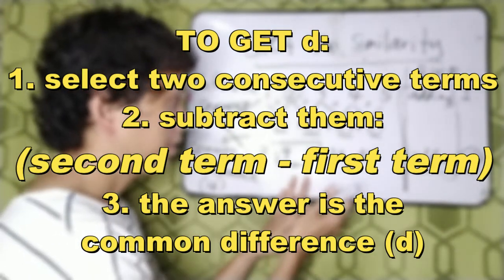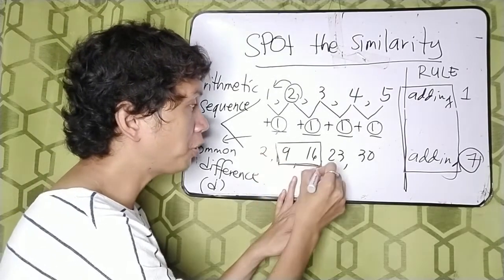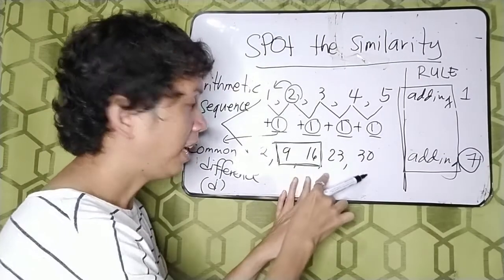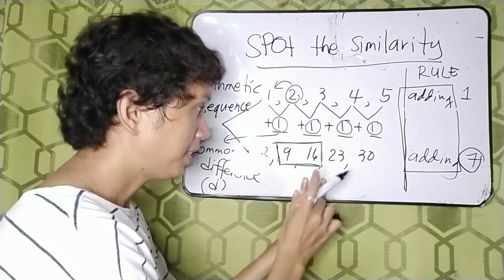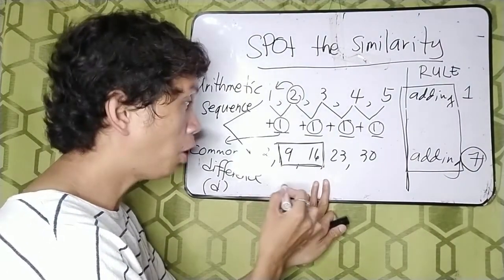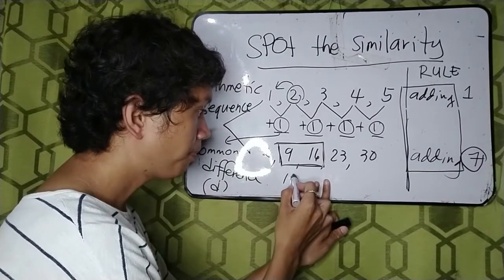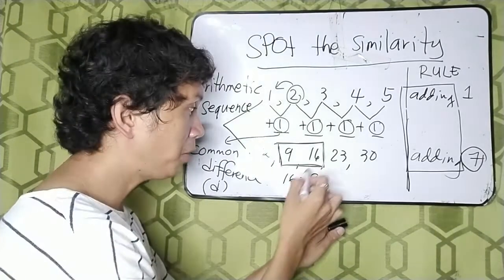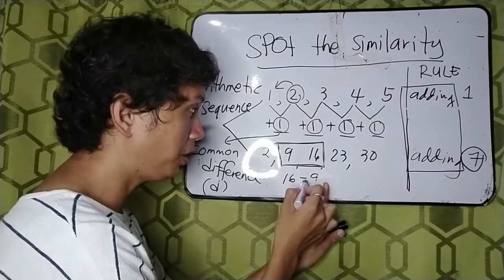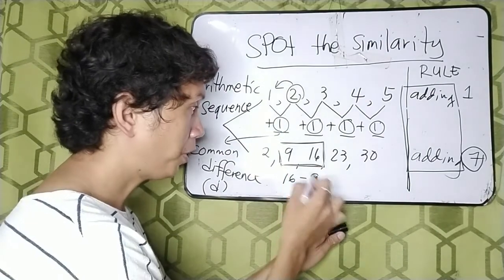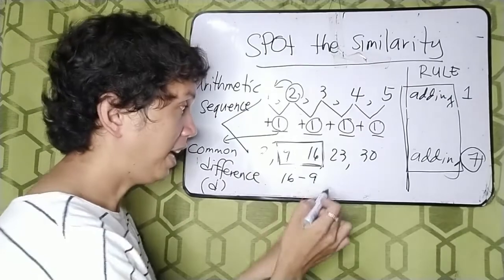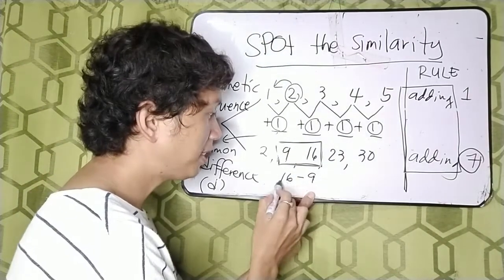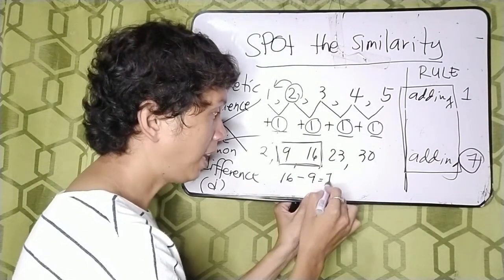Okay? So since this is our chosen two consecutive terms, 9 now will be our first term and then 16 will be our second term. And to get the common difference, 16 minus 9. So the second term will be the first one to be written, then minus the first term, that is 9 from the two consecutive that we chose. Okay? So 16 minus 9 is equals to 7.